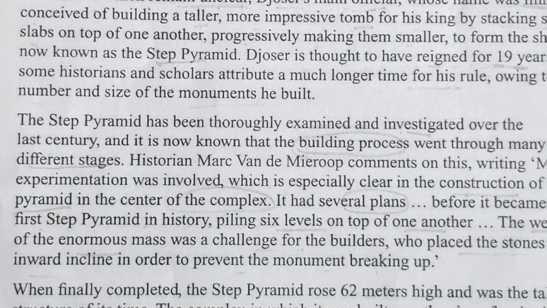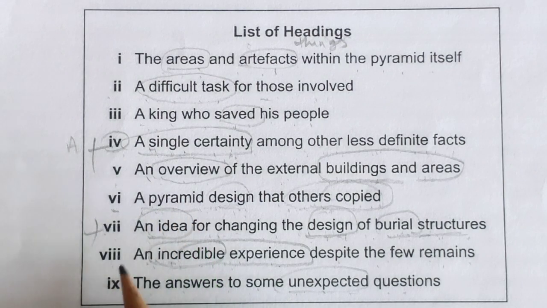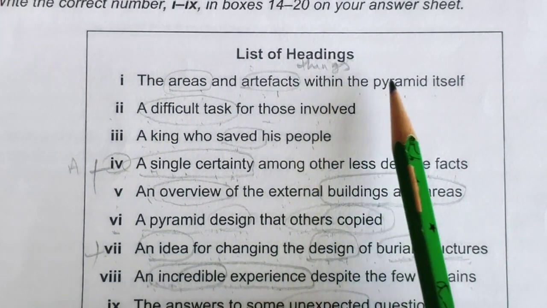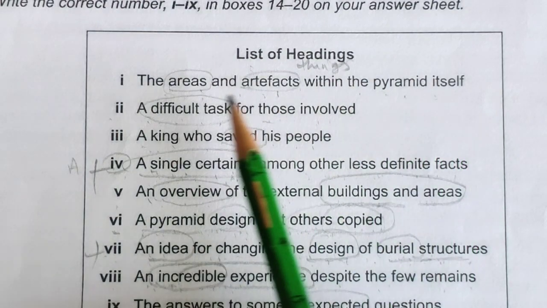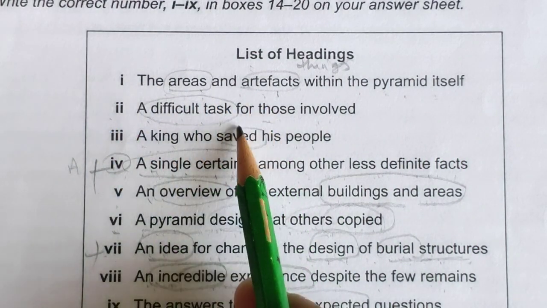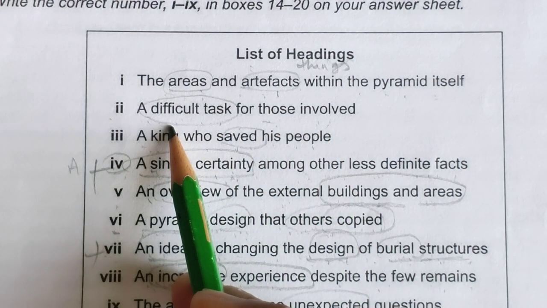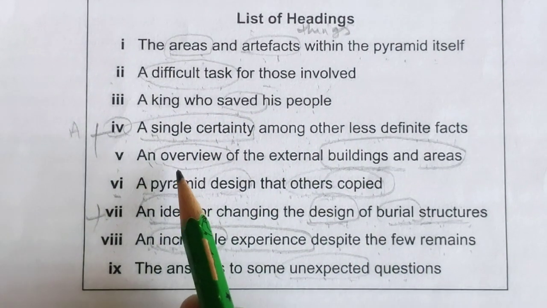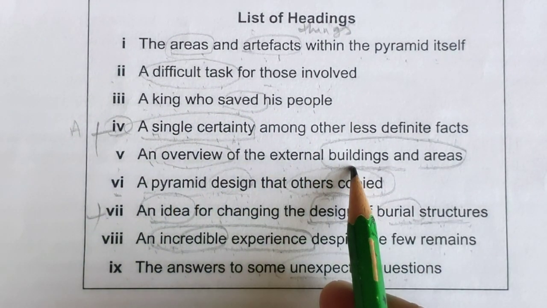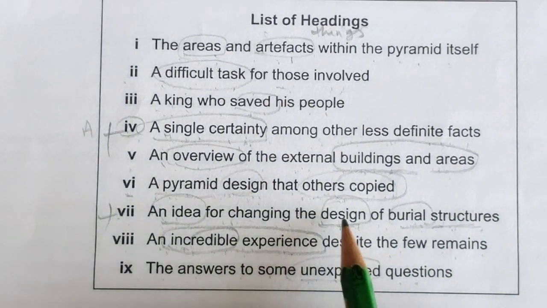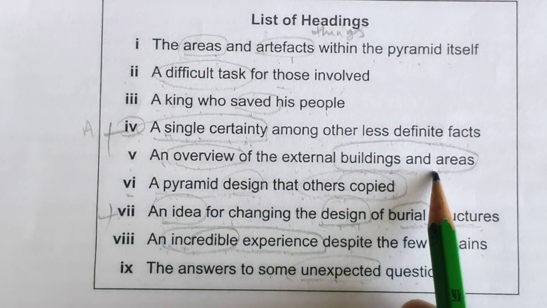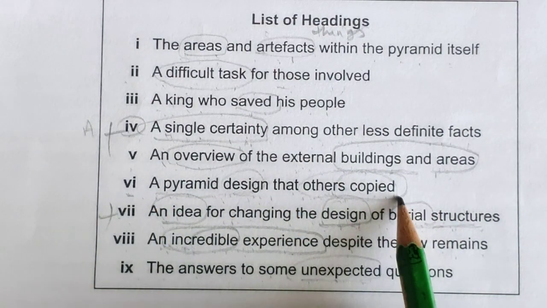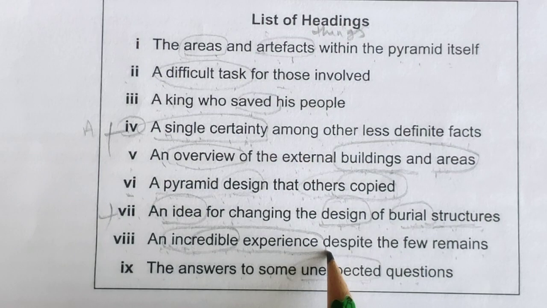Let's go to the options. So let's read it. If I had read it properly, then of course I will get the answer, otherwise I have to read it again. The areas and artifacts within the pyramid itself. Areas and artifacts. No. A difficult task for those involved. Was there any difficult task they are talking about? I will read it again, I think. A king, no, nothing was given like that. An overview of the external buildings and areas. So buildings they are talking about, areas they are not talking about. A pyramid design that others copied. No. This we have done. Incredible experience. No answer to that.